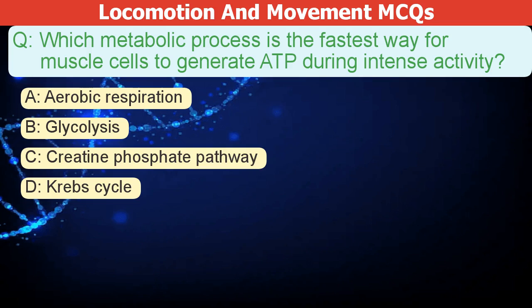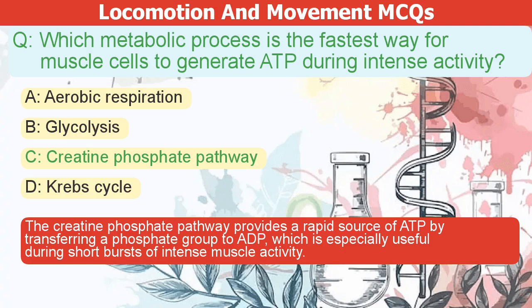Which metabolic process is the fastest way for muscle cells to generate ATP during intense activity? A. Aerobic respiration. B. Glycolysis. C. Creatine phosphate pathway. D. Krebs cycle. The correct answer is C. The creatine phosphate pathway provides a rapid source of ATP by transferring a phosphate group to ADP, which is especially useful during short bursts of intense muscle activity.